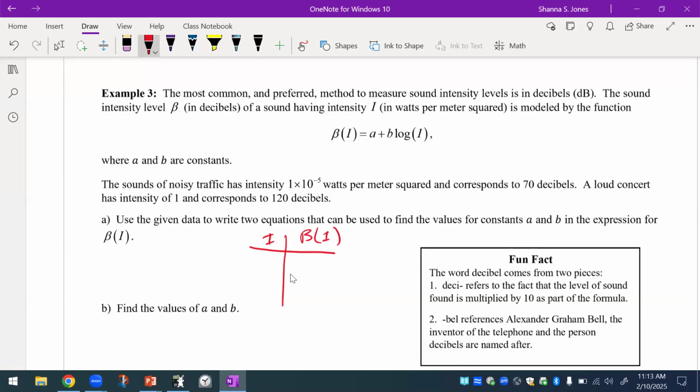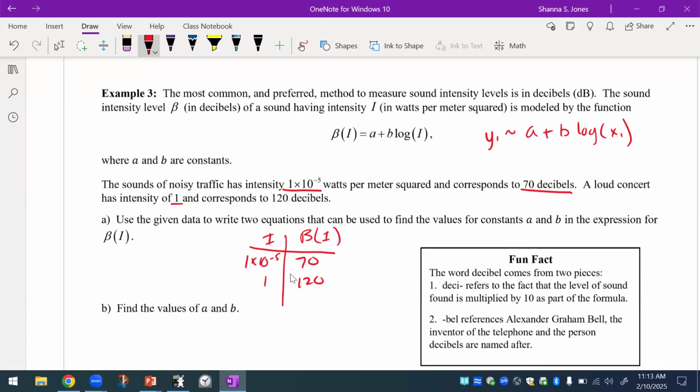So our first intensity is 1 times 10 to the negative 5, right? We have 1 times 10 to the negative 5, and its output is 70 decibels, okay? At a concert with an intensity of just 1, its decibels are 120. We're going to use these 2 points to do a log. When you're putting in log, it's the exact same thing. So it's going to be y1 tilde a plus b log of x1. It's going to be the same process.